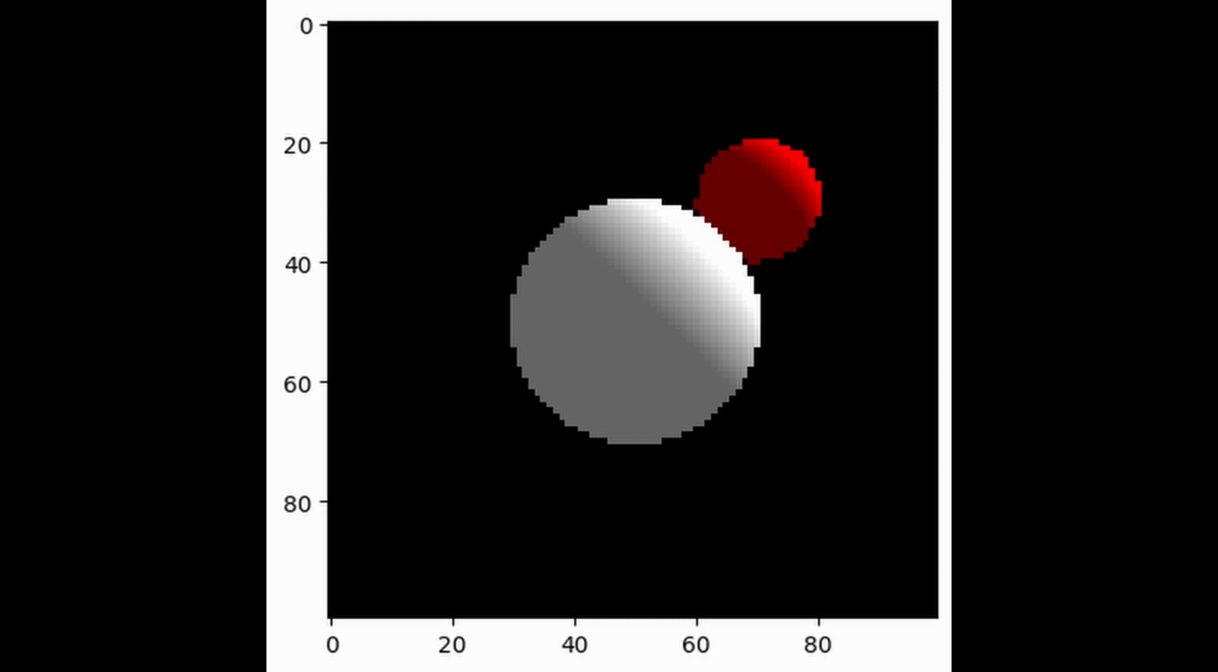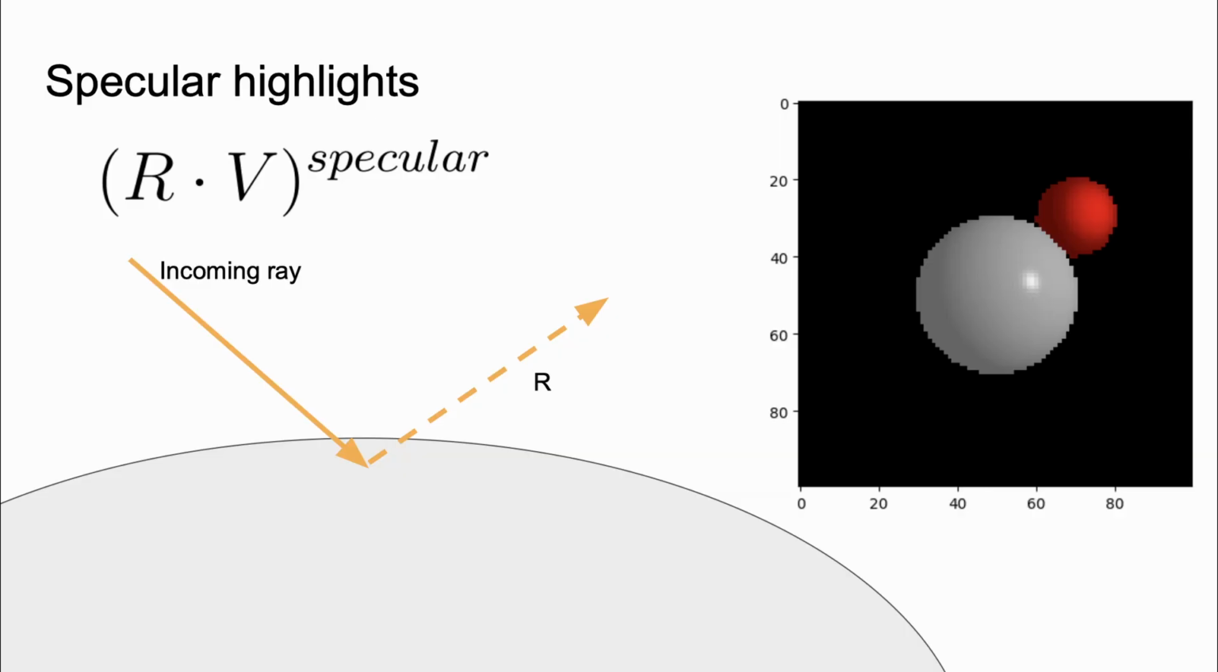This already looks much better, but in real life, objects are not just matte, they have some shininess or specular highlights. Specular highlights depend on the view direction, so we need to compute the direction from the intersection point to the camera. We also need the reflected ray, which we can compute using the law of reflection. Then all we have to do is attenuate the light by the dot of the view vector and the reflected vector, and then raise it to some power which determines how concentrated the specular highlight is.